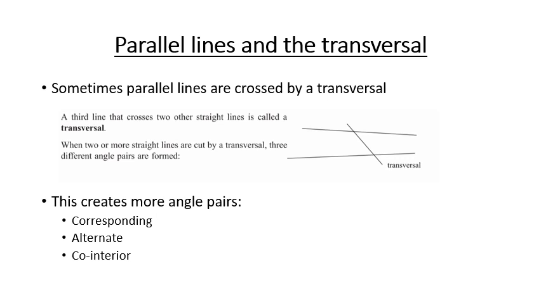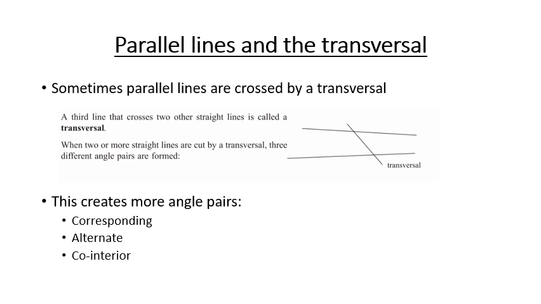Now, when we're talking about parallel lines, sometimes parallel lines are crossed by a third line, and this third line is called a transversal, because it crosses both parallel lines. And when it does that, there are three different types of angle pairs that are formed. These are corresponding, alternate, and co-interior. And we're going to go into a bit more detail for those three types of angle pairs on the next few slides.